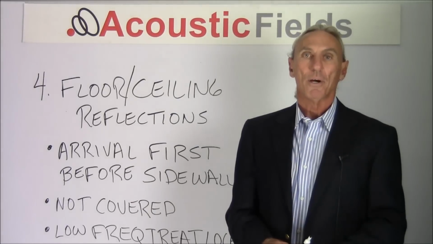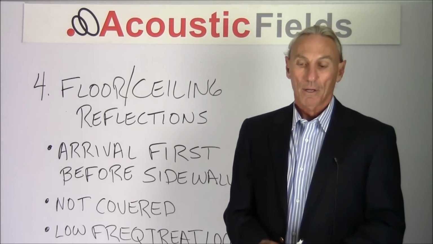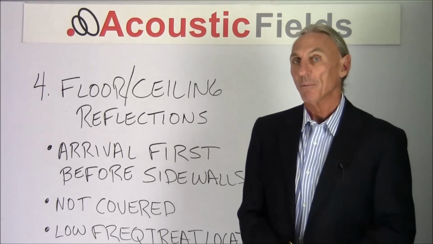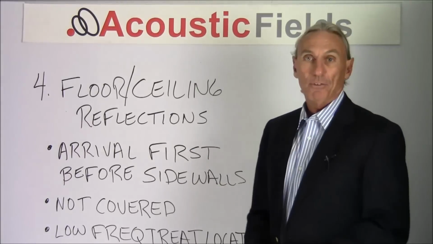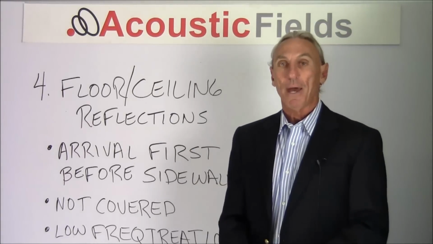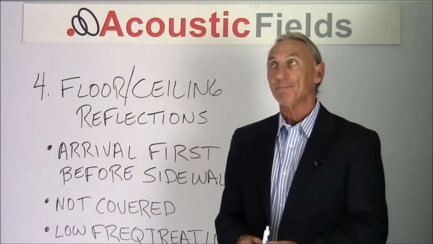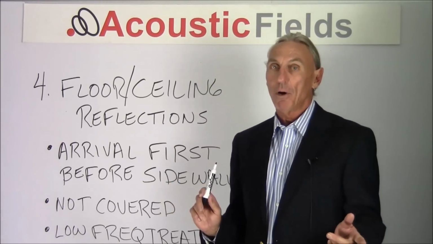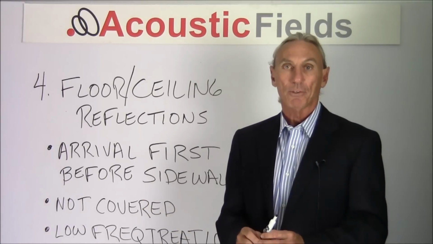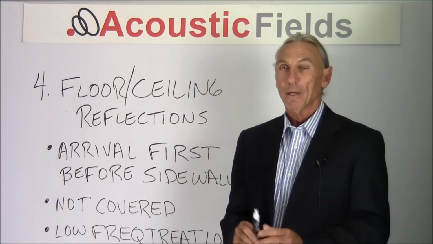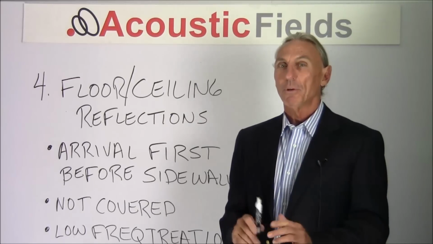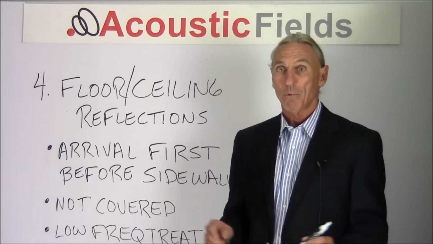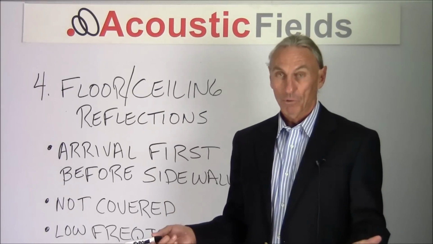Hi everyone, now we're going to talk about the fourth myth, the fourth acoustical mistake we see in small rooms all the time. And that's the disregard for the impact of the floor and ceiling reflection. Now, if you think about this, we're always talking about sidewall reflections interfering with the direct sound from our speakers, but if you really think about it, the floor and the ceiling reflection reach the listening position before the sidewalls. Why is that? It's closer.